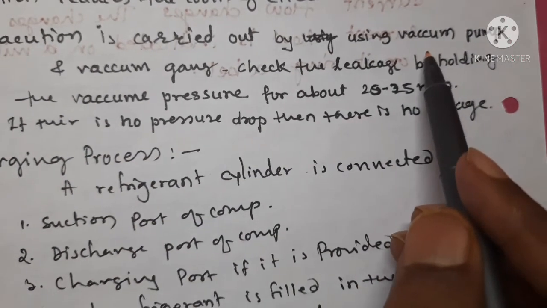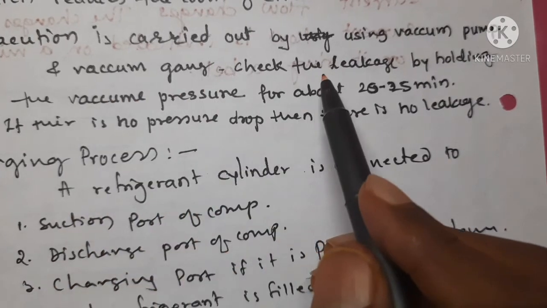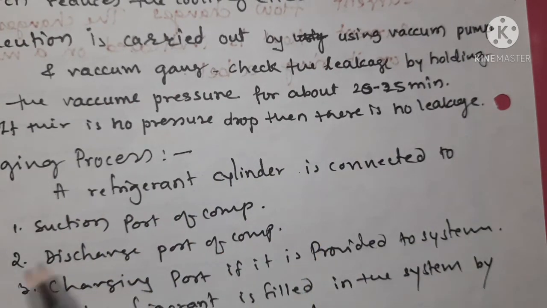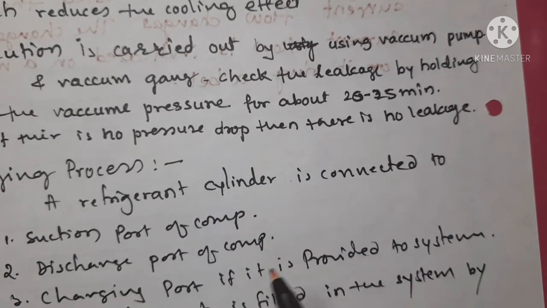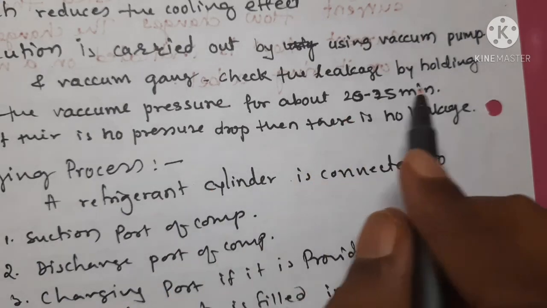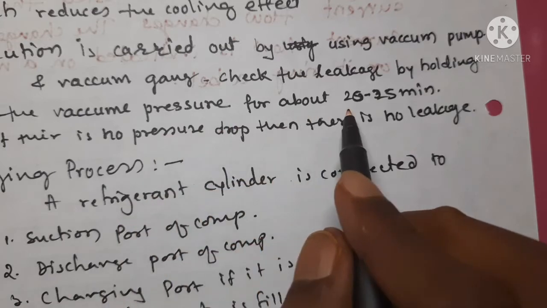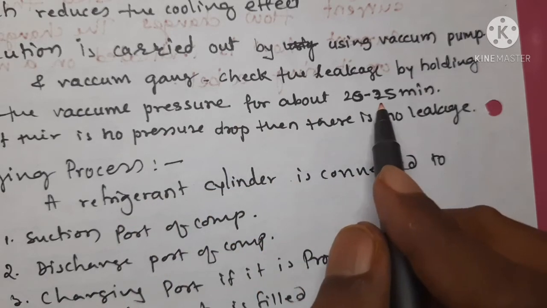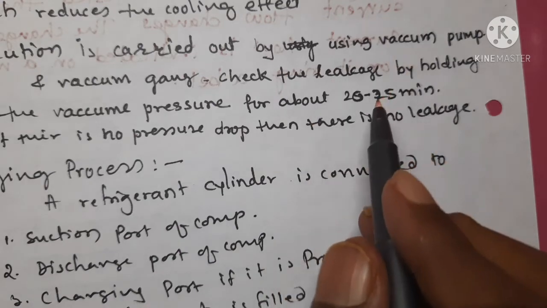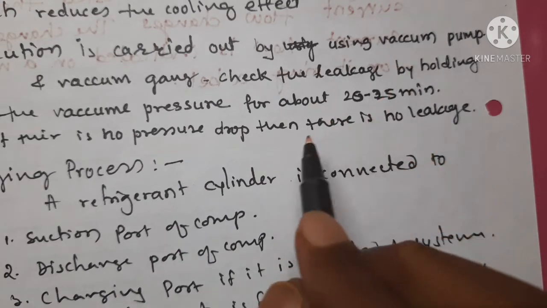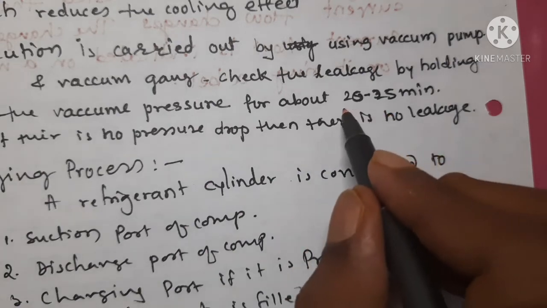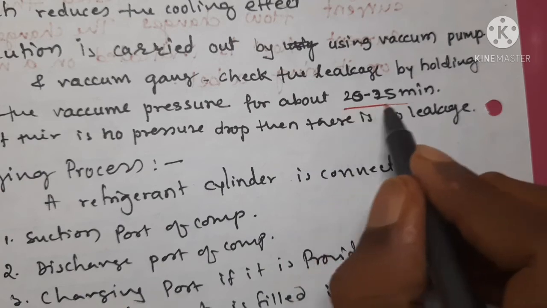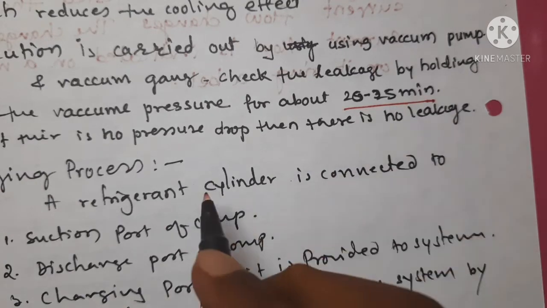With the help of the vacuum pump and vacuum gauge, we have to remove the air and moisture inside the system, and the pressure maintained in the line is a vacuum pressure of up to 30 psi. Check for leakage by holding the vacuum pressure for about 20 to 25 minutes. So with the vacuum pump, we maintain the vacuum up to 30 psi, then stop the vacuum pump and check whether this vacuum stays constant for a certain time period, near about 20 to 25 minutes.